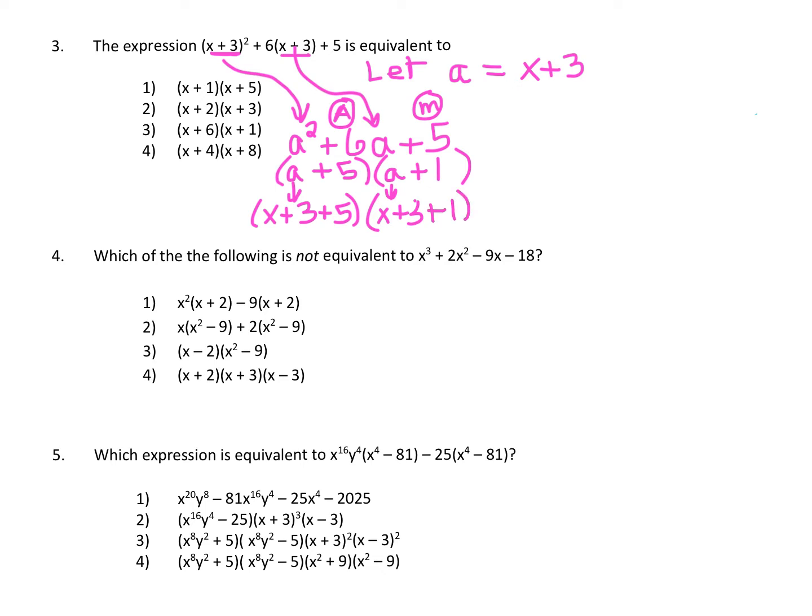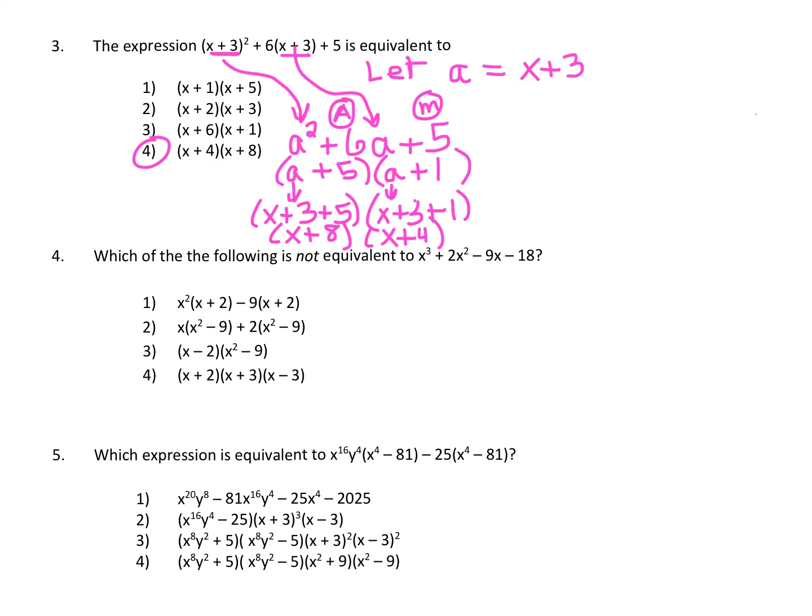Then just combine your like terms. Within the parentheses, isn't 3 plus 5 just 8? So this would be x plus 8. And over here, isn't 3 plus 1 just 4? So this would be x plus 4. That matches up with choice 4. They have it in a different order than we do, but it doesn't matter. When you multiply, it doesn't matter what order you put them in. So these are the same.